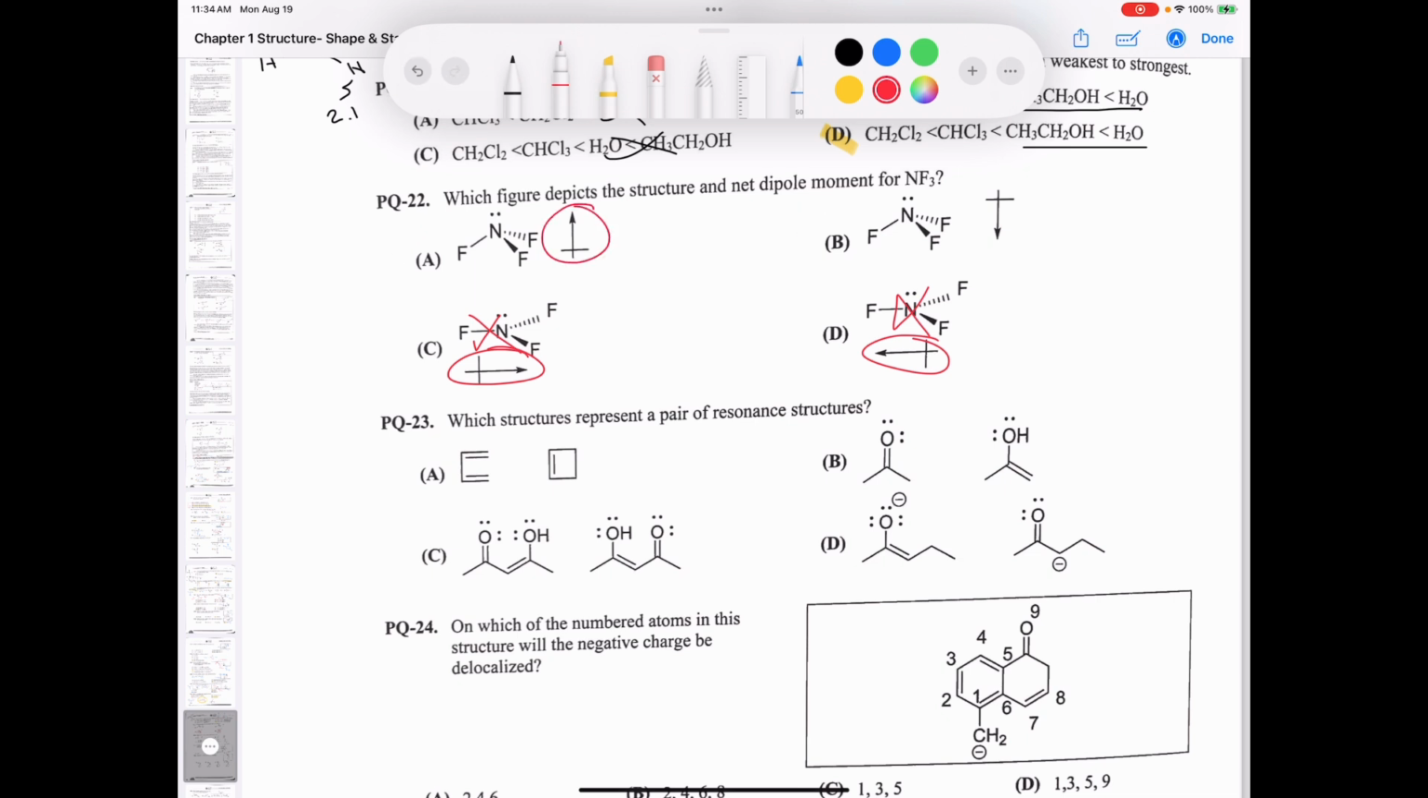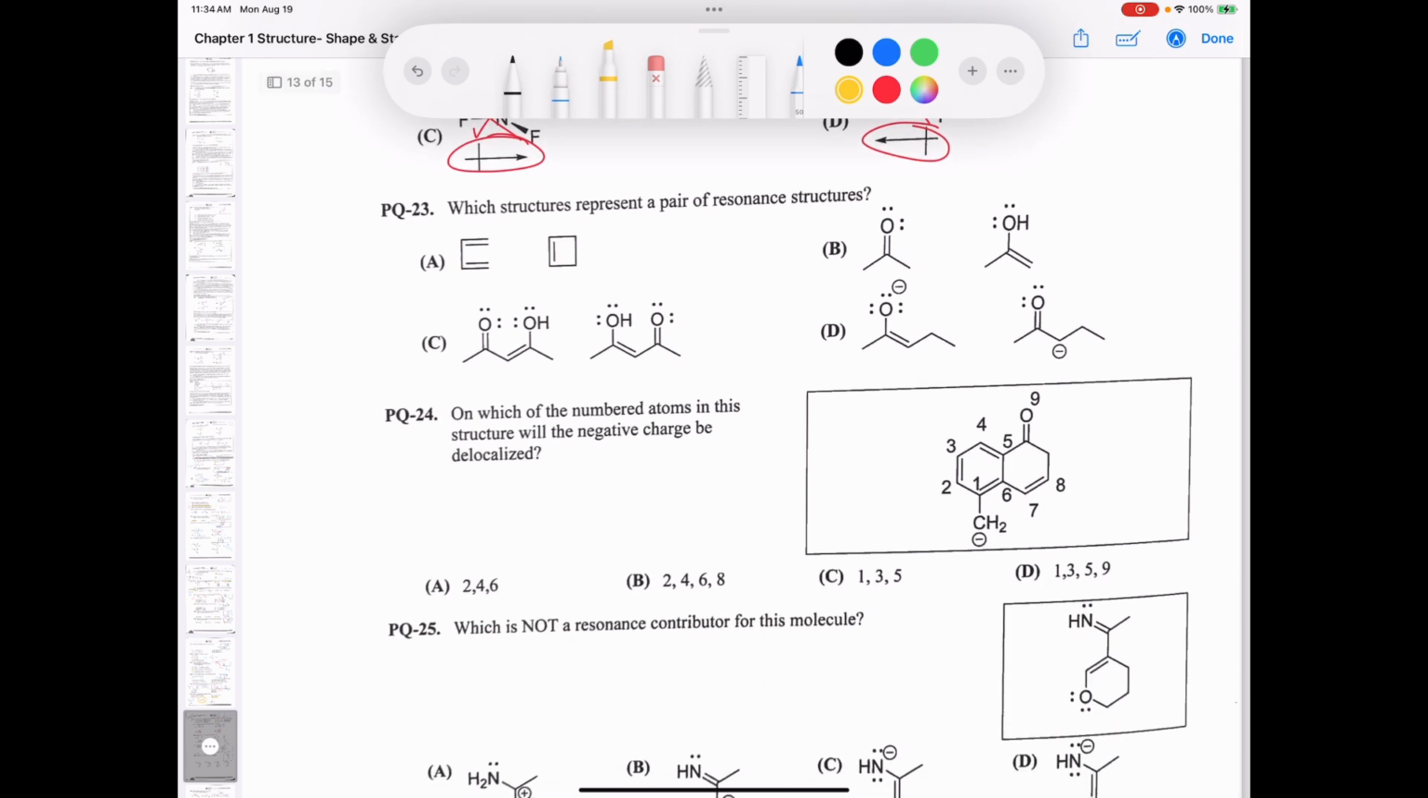So the question is, does the dipole moment go up or down like this? Well, you should remember that fluorine is the most electronegative element in the whole periodic table. So you're going to have a dipole moment going this way, one going this way, and one going this way. Well, if you tally them all up, you get the resultant, which is going to be going in the downward direction as is shown here. So the answer to 22 is going to be B.